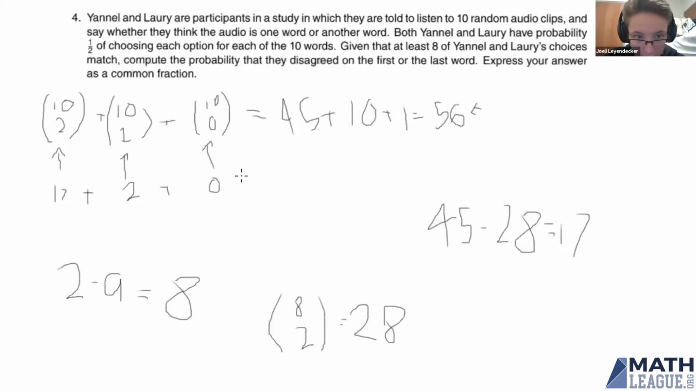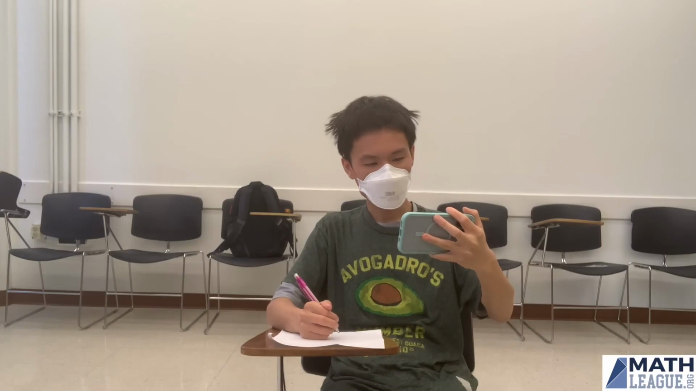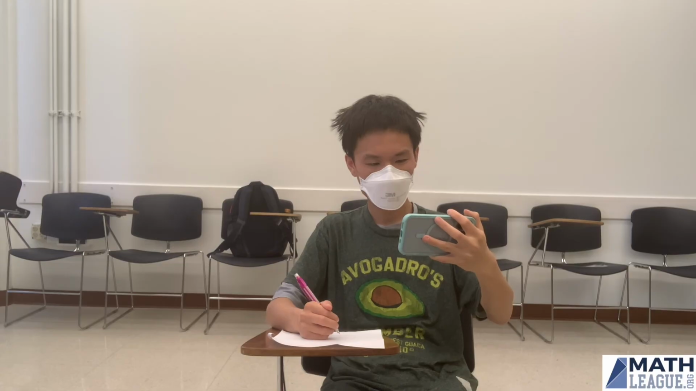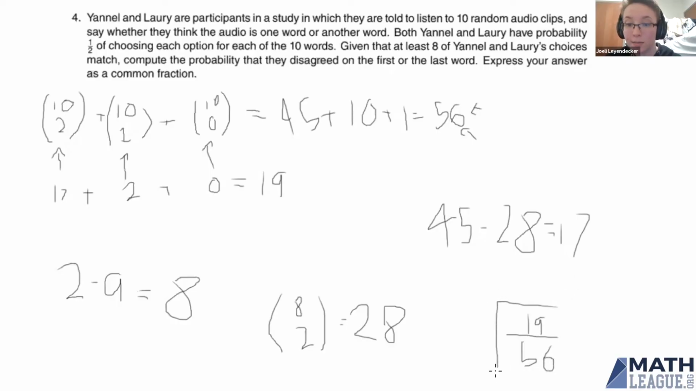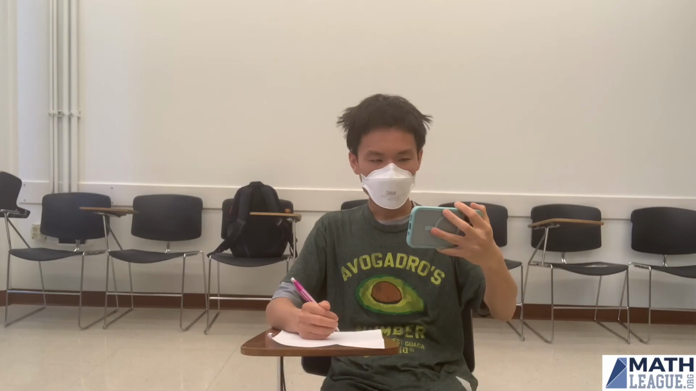So this gives us 17 plus 2 plus 0, or 19 cases that satisfy our requirement. Then I can see that the probability is just 19 over 56. So the answer is 19 over 56. Can't simplify that, so we're done. Thanks, Joeli. Time to write the answer of 19 over 56, and on to the next problem.